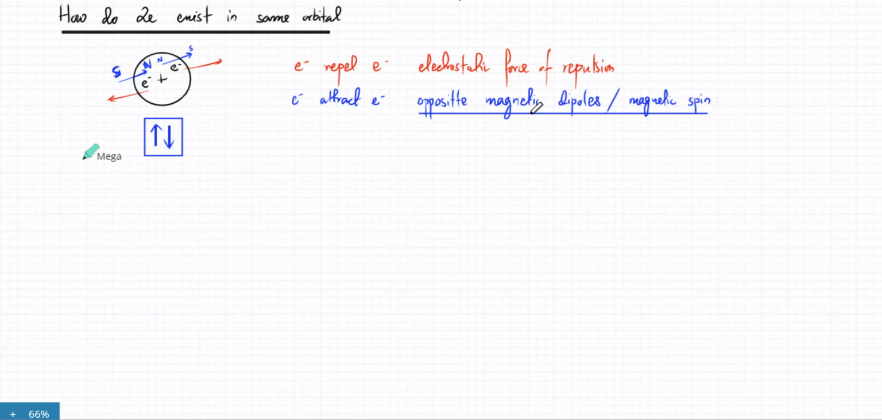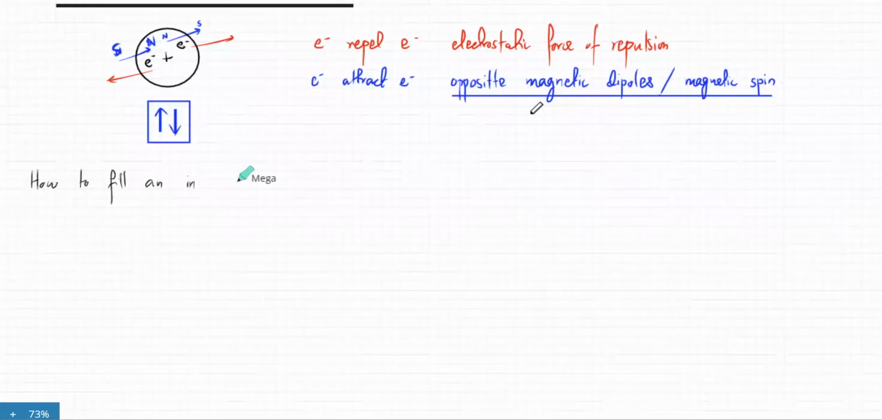And now, there's one more thing that needs to be discussed about electronic configuration. Two more things, actually. One is how to fill an incomplete subshell. So how to fill an incomplete subshell. Do inform me if you can't see the writing on the screen, if it's too small. Just a second, I've lost the port. So one second.